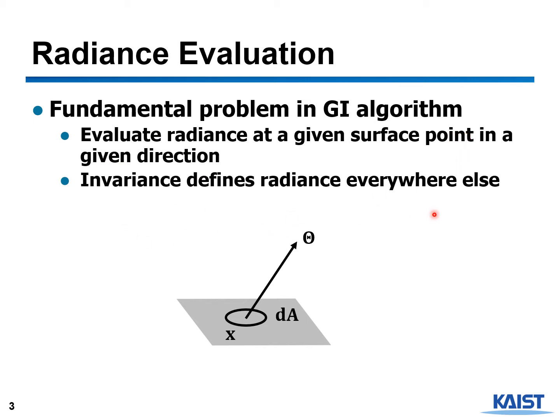Unless we have any participating media along this ray, we have this invariance. In other words, this radiance does not vary from here to there. So once we know the radiance for a ray, then we can evaluate the ray. We can fully perform the ray tracing.